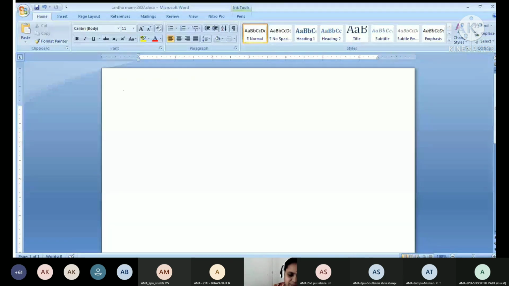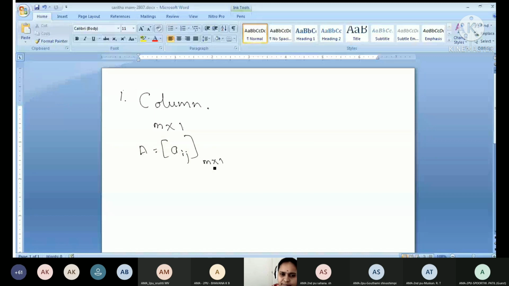So I'll explain types of matrix again. So how many types of matrix do we have? First I discussed column matrix. What do you mean by column matrix? It contains only one column. So in general, the order of this will be m by 1. It can also be defined as Aij of order m by 1. So always here the value of j is 1 only.